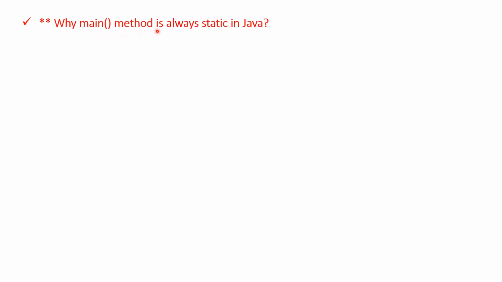Why is the main method always static in Java? This is one of the most important questions for freshers as well as experienced people up to 4 or 5 years. This is a basic question they will ask, and they will expect the answer in writing for sure. We have seen in the previous question also, it is public static void main. So static we are declaring. So why are we always adding static in the main method in Java?